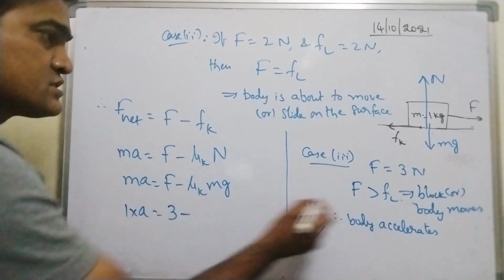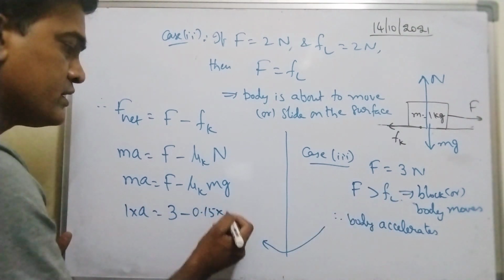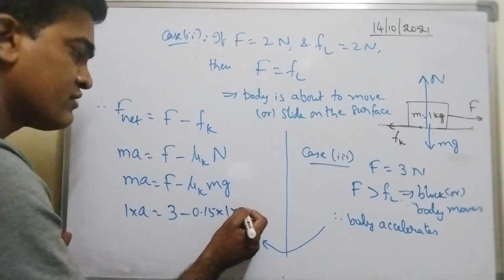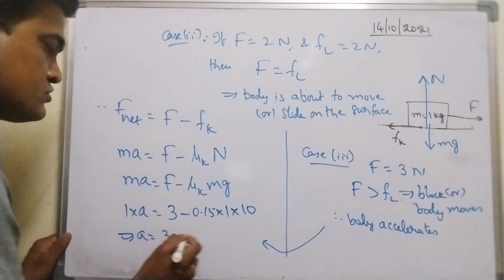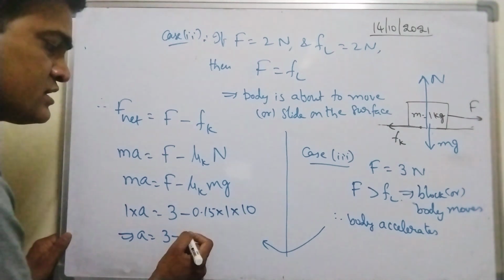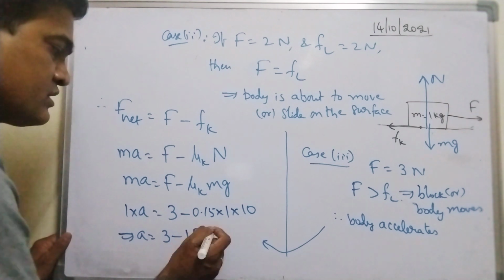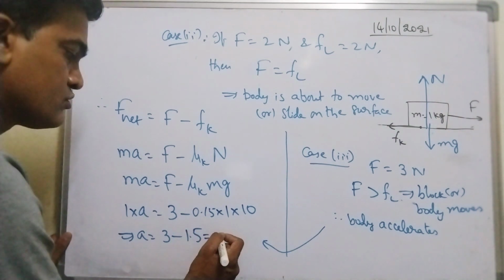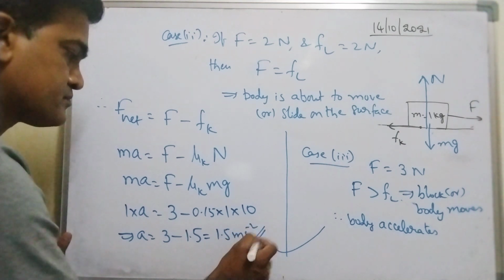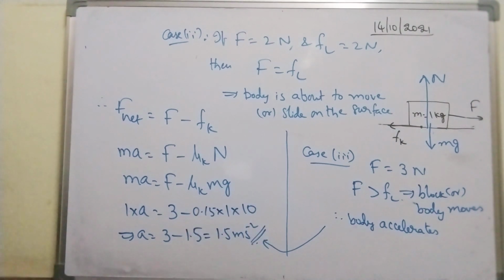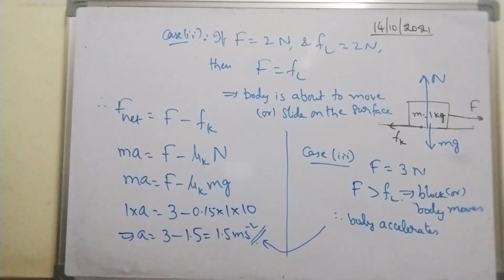3 minus mu k value, I think I have taken 0.15, into mass which is again 1, g I have given as 10. So from this, A is equal to 3 minus 0.15 into 10, which is 1.5. 3 minus 1.5 comes out to be 1.5 meter per second square. Because the body is moving now, body accelerates.